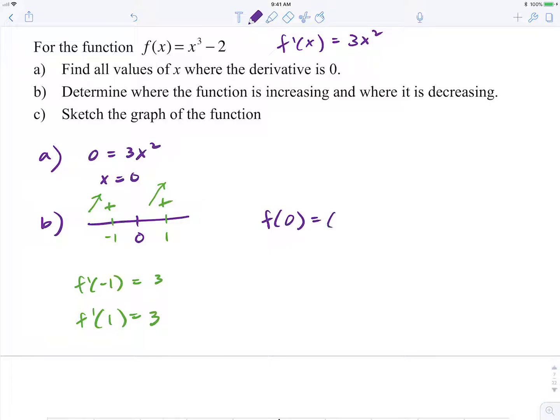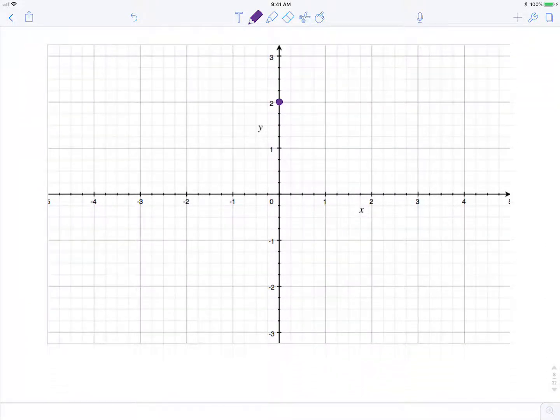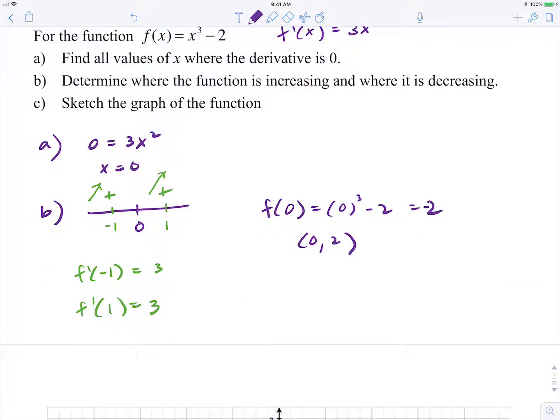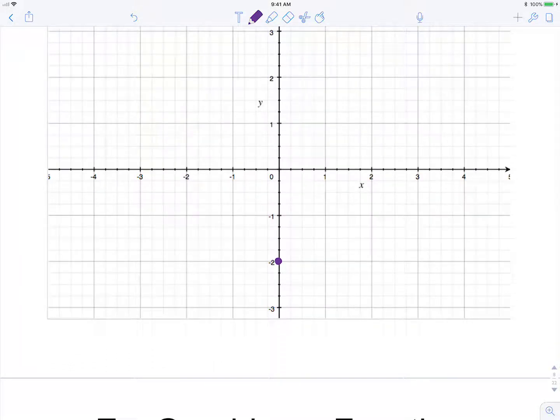So f of 0 is going to end up being 2. So we know the point 0, 2. Oh, 0, -2. So sorry, -2. Okay, so the graph is increasing to the left of 0, and it's increasing to the right of 0. But it kind of levels out at x equals 0. So the graph will look something like that.